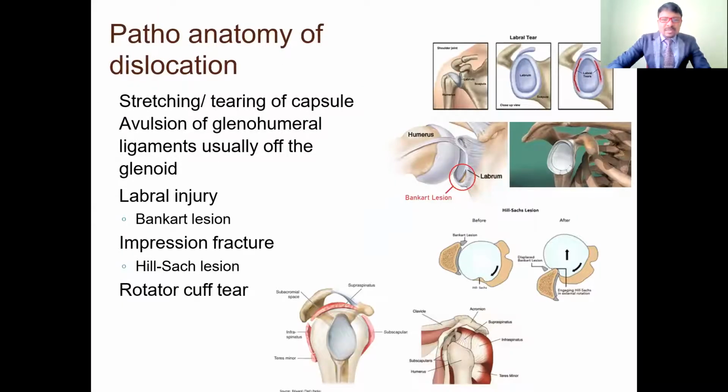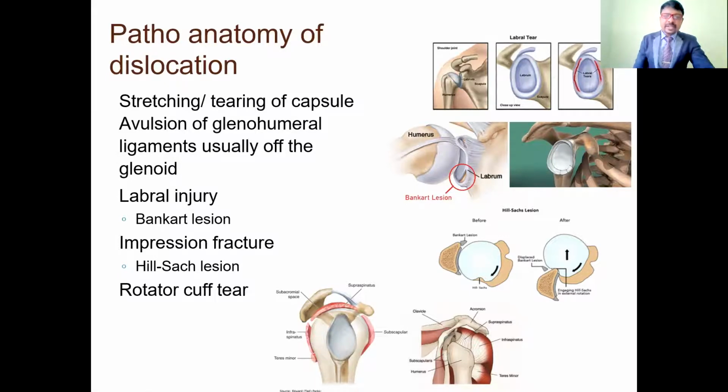So what is the pathoanatomy of the dislocations? Mainly there is stretching and tearing of the capsule. Whether it is a direct or indirect injury, the major problem is damage to the capsule, either overstretching or tearing of the capsule. It may lead to dislocations, depending upon the severity. With less force, there may be a chance to get a subluxation. If the violence is more, they may get a dislocation.